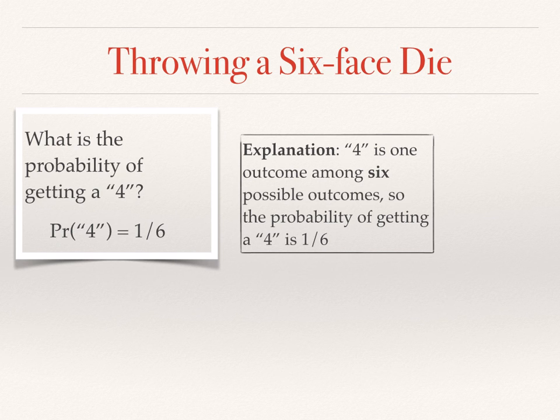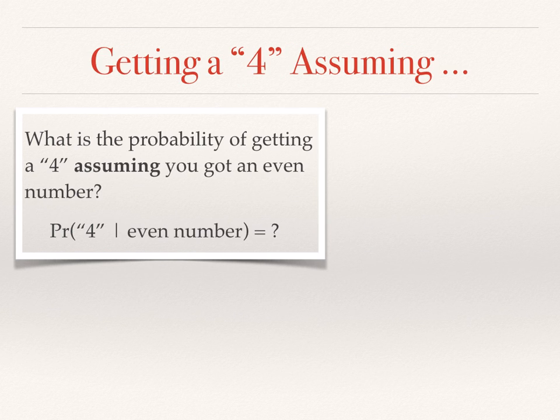But now let's consider a slightly different example. I'm asking you, what is the probability of getting a 4, so again, getting a 4, but assuming you got an even number. So I'm now placing an additional condition on the probability I want to know. And this is an example of a conditional probability.